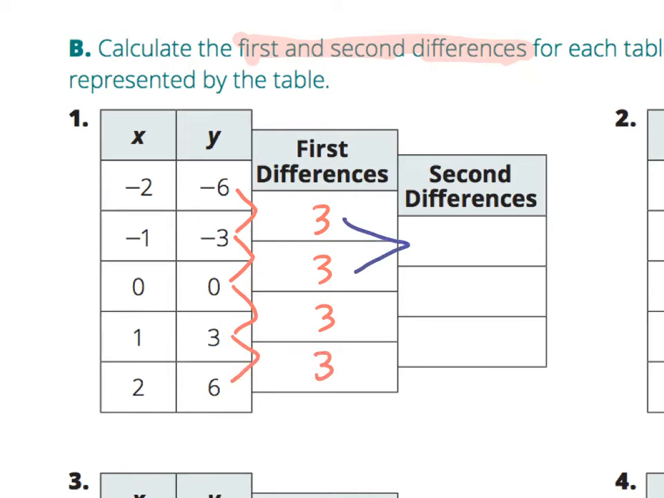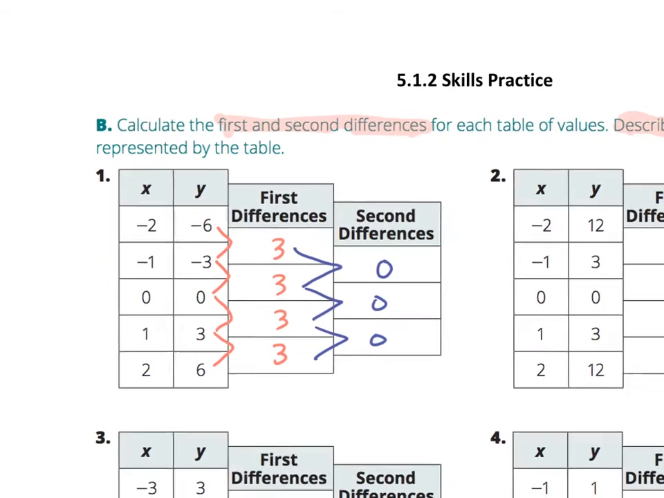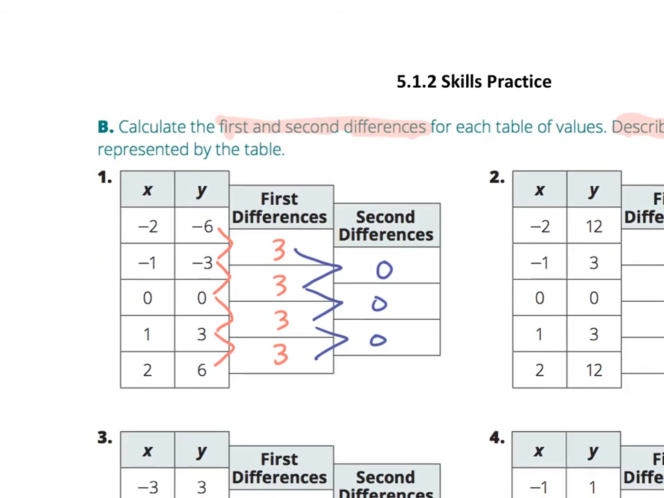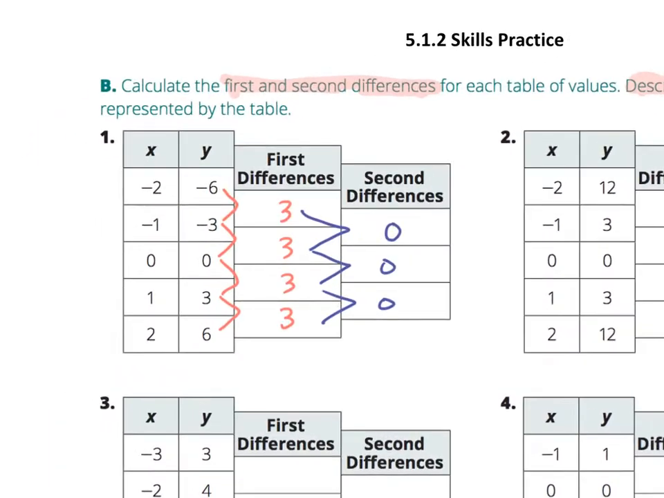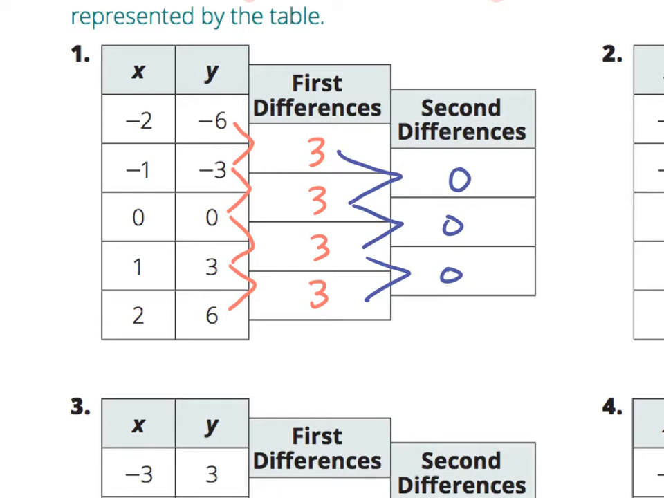Now let's do our second differences. To go from 3 to 3, it went up 0, and up 0. Now, that's how you do the first and second differences. But it also says to describe the type of function. Now, if the first differences are the same, it's linear.